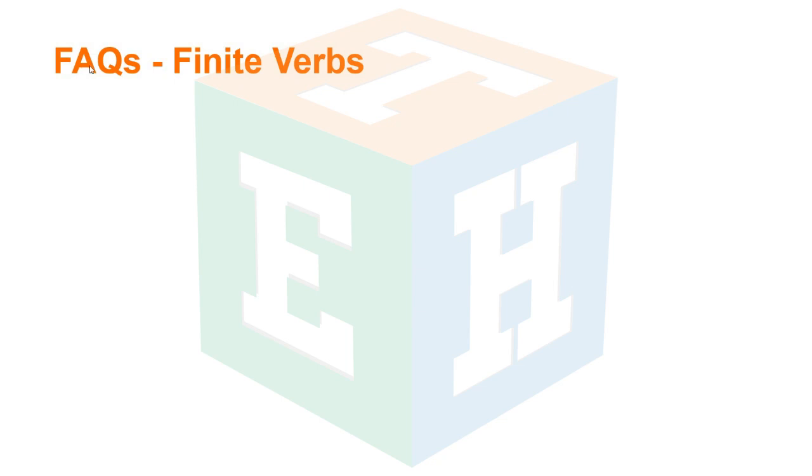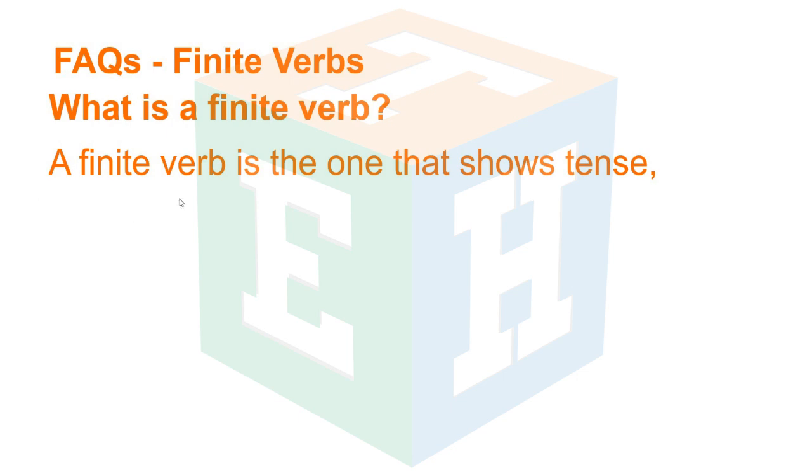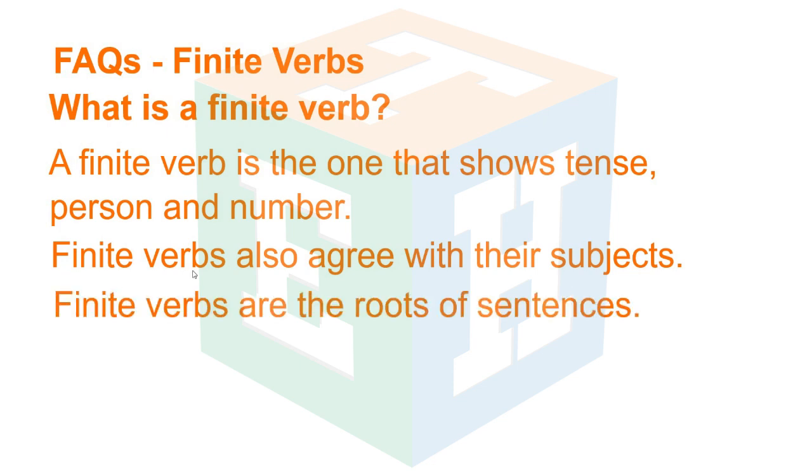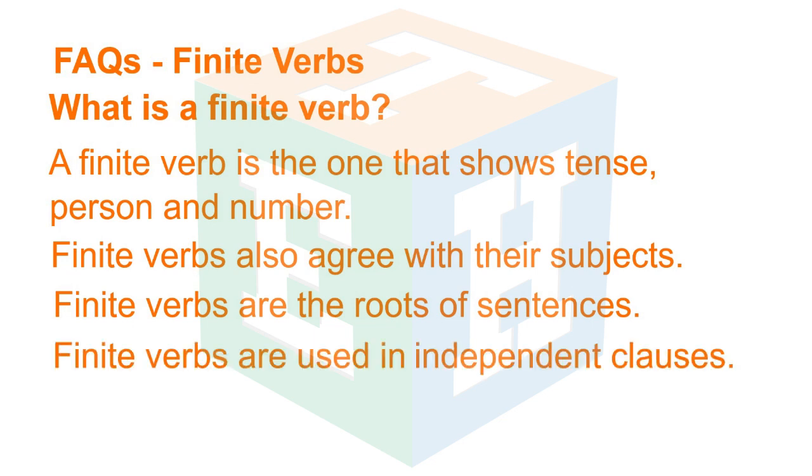Facts or frequently asked questions, finite verbs. What is a finite verb? A finite verb is the one that shows tense, person, and number. Finite verbs also agree with their subjects. Finite verbs are the roots of sentences. Finite verbs are used in independent clauses.